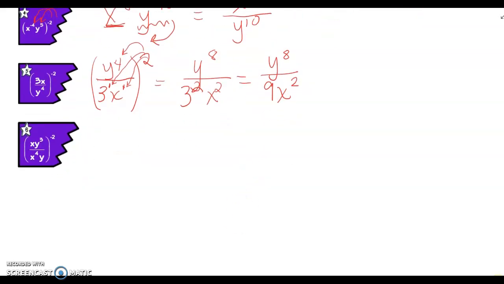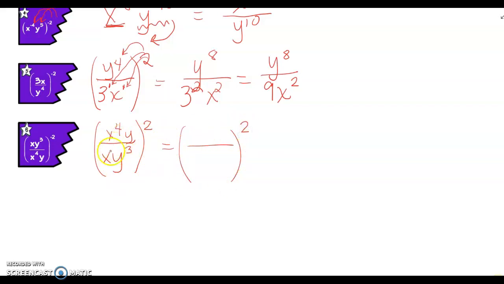Number 6, again, I could multiply in with a negative. What I'm going to do first is flip-flop everything and get rid of that negative. So this becomes xy cubed over x to the 4th times y. All I did is flip-flop it. I haven't squared anything yet, and I got rid of the negative exponent. Before I square things, you can simplify inside first and then square, or square and then simplify. I'm going to simplify first. It almost makes more sense that way to me because of order of operations.